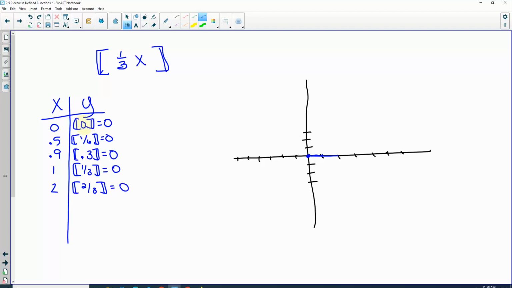What would I have to plug in to jump to the next step? I think we get it at 3, because 1/3 times 3 is 1. So that gave me a perfect integer. The greatest integer of 1 is 1. So at 3, I jump up to 1. That means below it, we have to have an open circle to finish the step. So these steps, the 1/3 just stretched it. It's 3 long. So if I want to finish the pattern, we know it's closed on the left, open on the right, 3 units long.